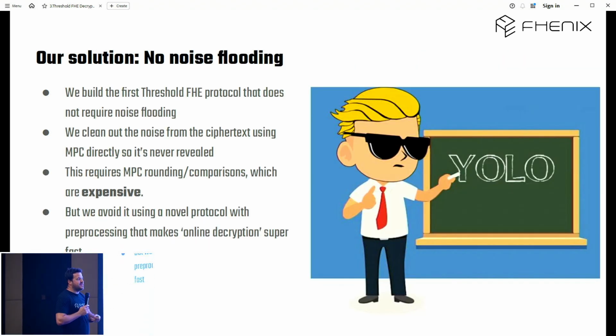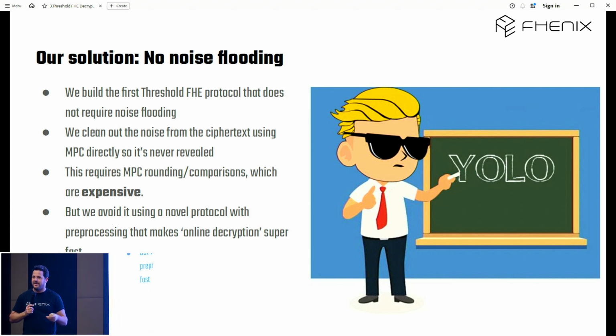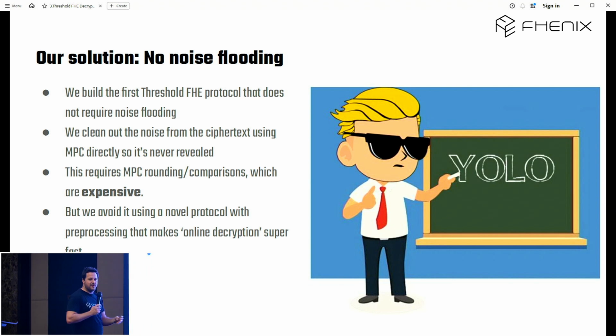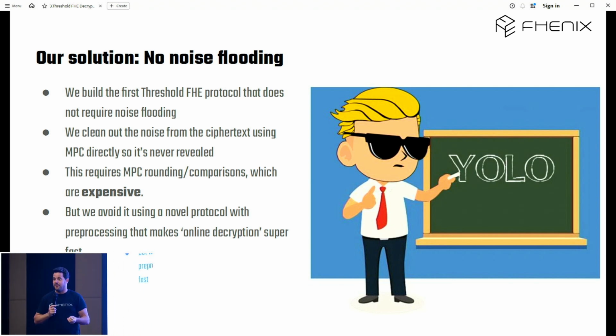And this is where we came in. We came in, I guess, more with an engineering mindset, and we said, you know what? Let's just remove the noise. Let's not do the noise flooding that everyone does. It's insecure, but it's really fast. So can we start from that point, unlike others, and find a way to make it secure?